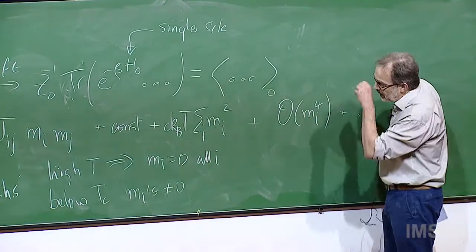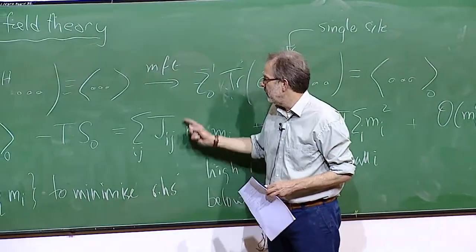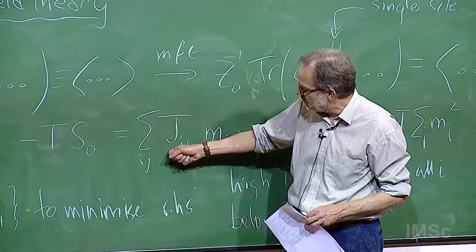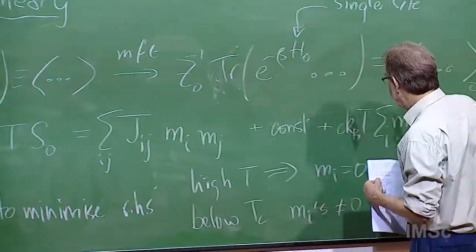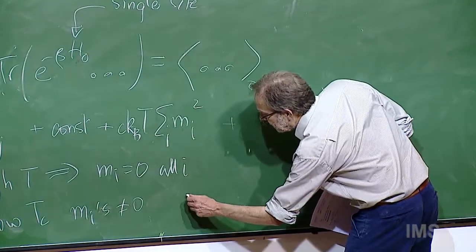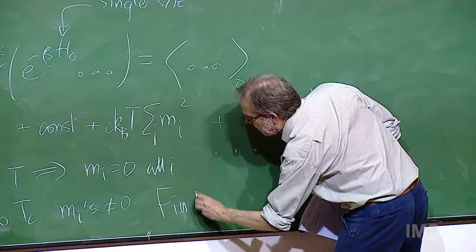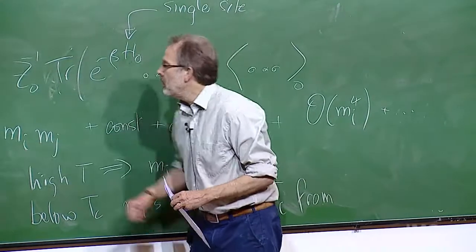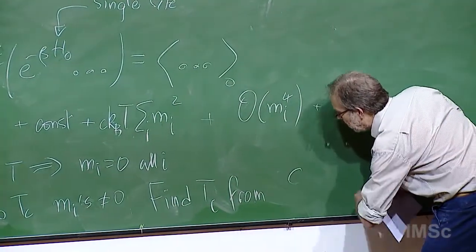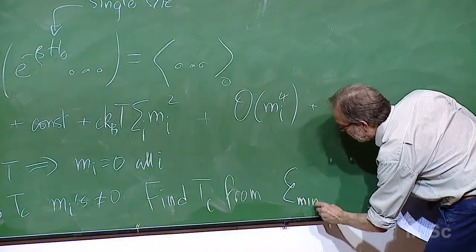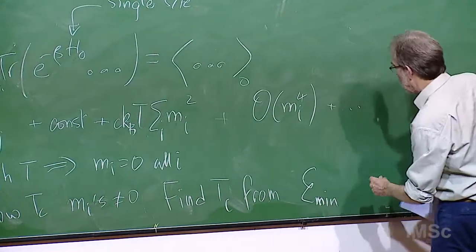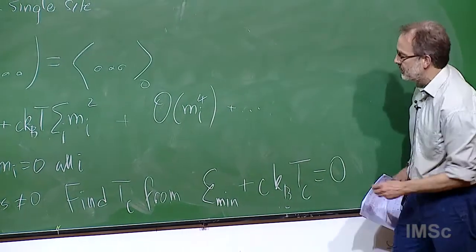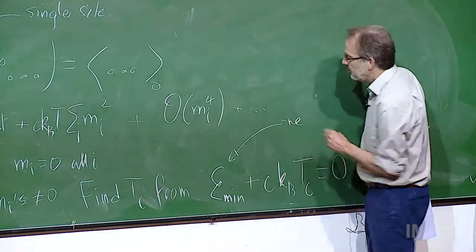So in general, the eigenvalues of the exchange matrix, some of them will be positive and some of them will be negative, but we're interested in the smallest one, so we're interested in the negative one. And so we'll get T_C from the smallest eigenvalue of that term, so let me call that E min, plus this term, C k_B T_C, being equal to 0, and this is negative.